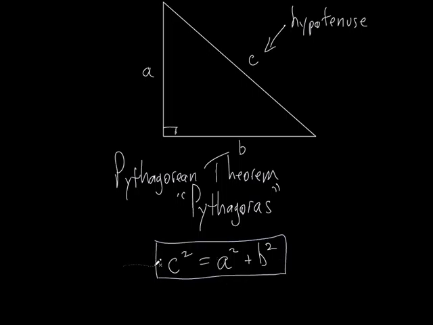Now notice that the c always has to be the hypotenuse. You follow me? The a and the b always have to be the legs of the right triangle. So if I know it's a right triangle, I can take the hypotenuse, square it, and it equals the sum of the squares of the other two legs.